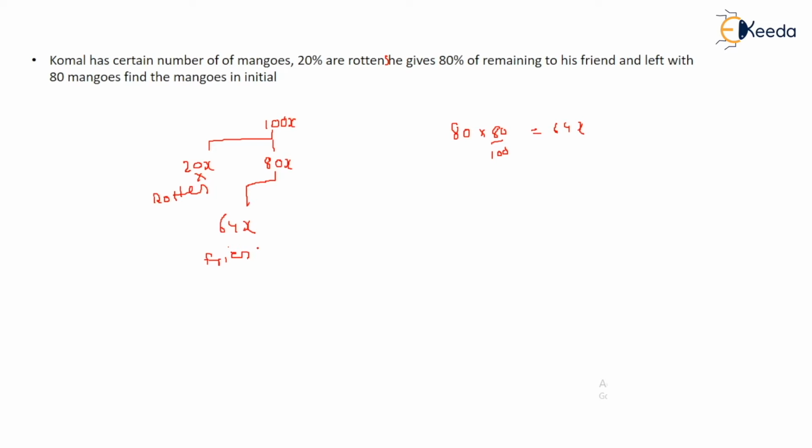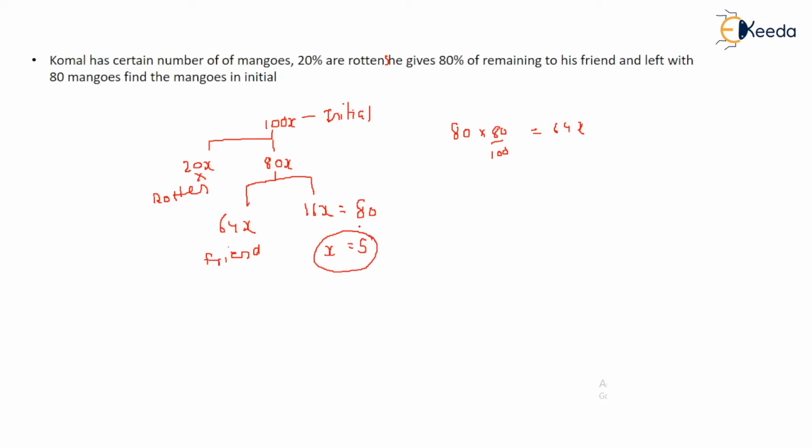And whatever she is left with, that value is 80. Means how much is she left with? 16x. So this 16x value is 80. So you can simply find out the value of x, given this is the initial mangoes. So the x value comes out to be 5.